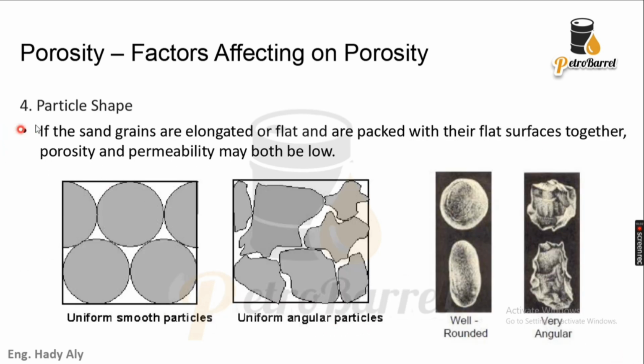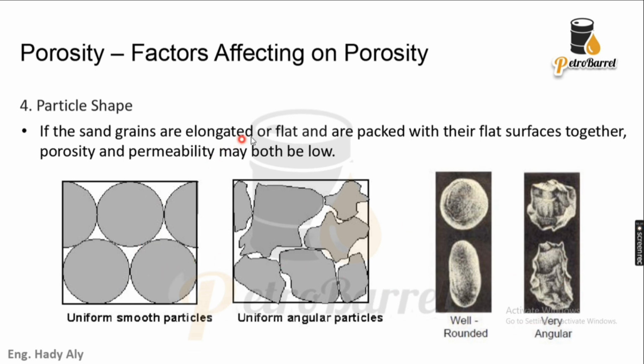The fourth part, which is particle shape. As you see, I have uniform smooth particles and uniform angular particles. Really, the angularity of the sand grains gives me a low value of porosity and permeability due to the low value of the pore spaces volume. But here I have large pore spaces, or a highly porous formation.